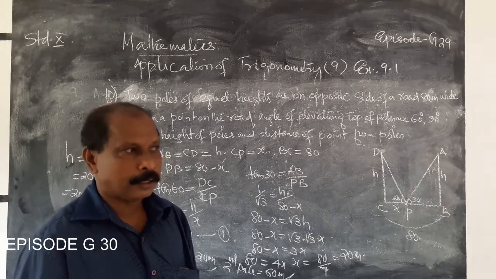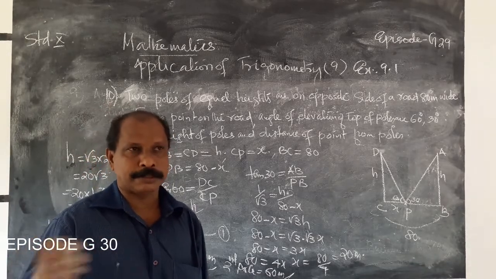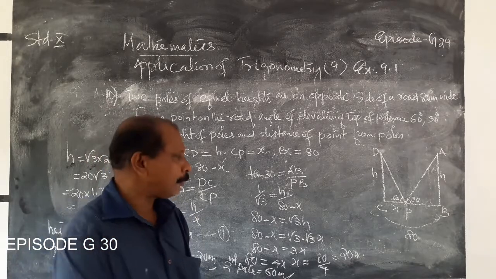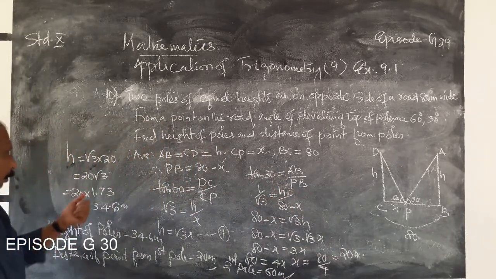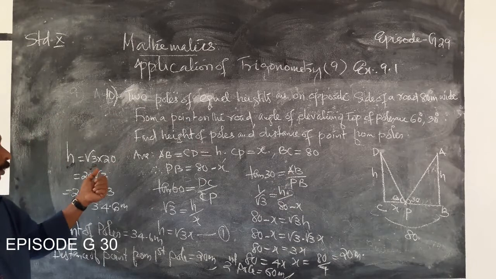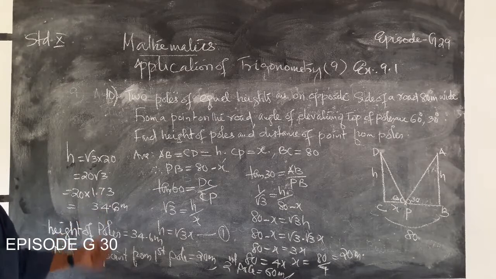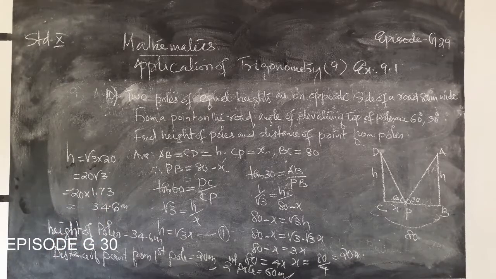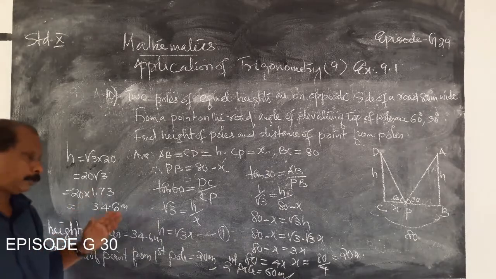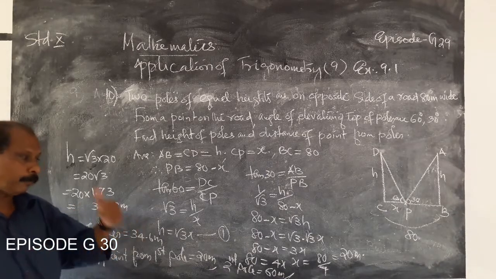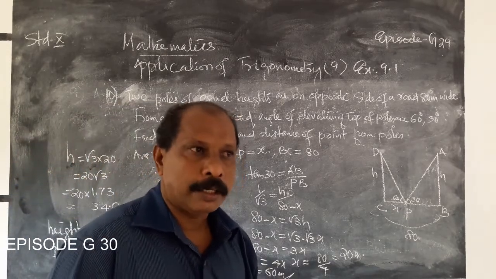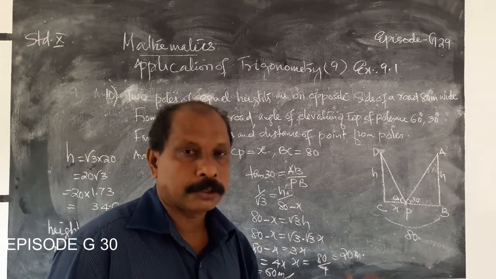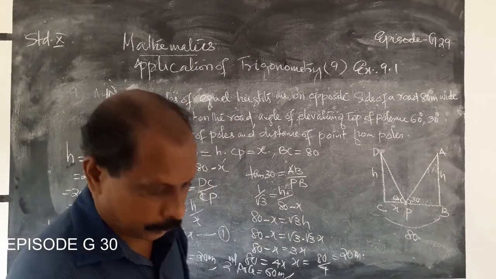Shifting minus x to the right, 80 is equal to 3x plus x is equal to 4x. Therefore, x is equal to 80 by 4 is equal to 20 meter. We get x. Substitute this value in the first equation. h is equal to 20 root 3, with x as 20. That is 20 into 1.73, that is 34.6 meter. Therefore, the height of the tower is 34.6 meter, and the distance of the point from the first tower is 20 meter. The second tower, or second pole, is 80 minus 20, that is 60 meter. This is also an important question for the board exam.